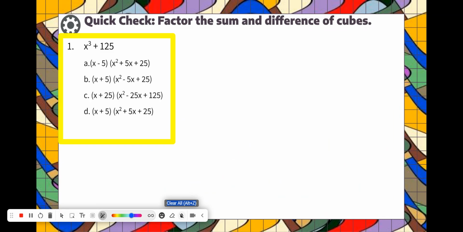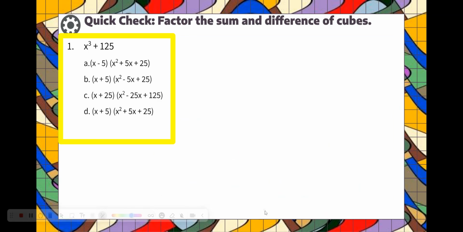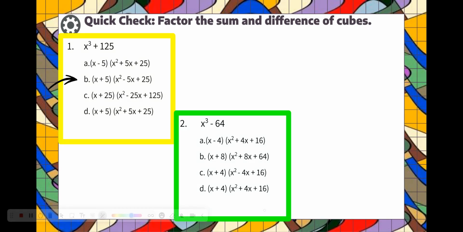Factor the sum and difference of cubes. Let's see if you understand the rule pattern. X cubed plus 125. Which one do you think is the correct answer? I'll give you 30 seconds. Alright. Answer B.